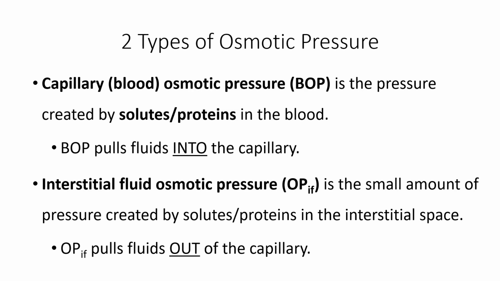Now, osmotic pressure is represented as OP, and the one we're going to focus on here is called capillary or blood osmotic pressure. Some books call it BOP, some books call it OP with a subscript of C. We'll just stick with BOP for simplicity here. Now we know that this pressure, osmotic pressure, is created by solutes and proteins present in the blood, and osmotic pressure creates a pull of fluids toward the highest salt or solute concentration. Now there is a small amount of interstitial fluid osmotic pressure. There are some solutes and proteins in the interstitial space, but it doesn't have a great influence over this overall push and pull that we're getting ready to look at.